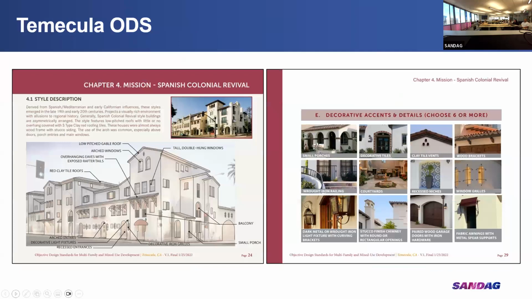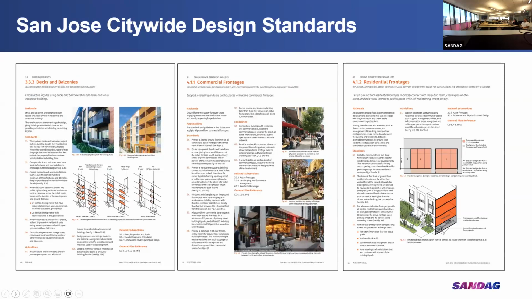Next slide. And then this is Temecula's objective design standards. This is a great example of regulating style. It's very rich in terms of photography and graphic examples, but similar to the last example, it goes through a variety of styles and then shows what components make that style authentic and give a range of options. So that's a good example of where style is important in the community. Next slide. All right, I think this is the last one.